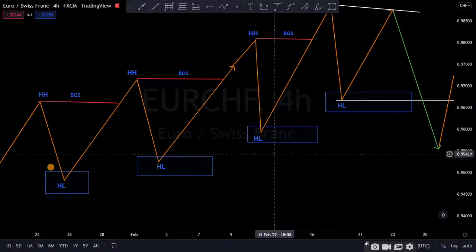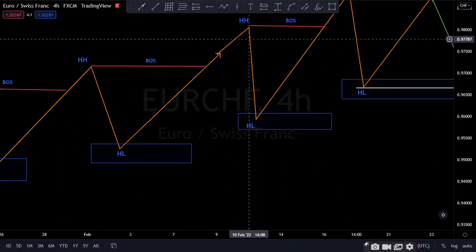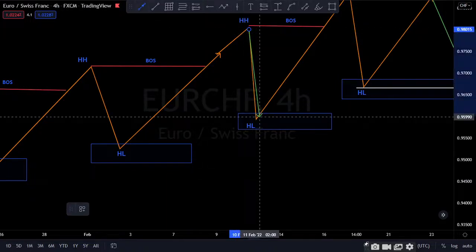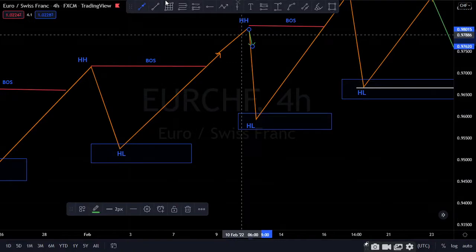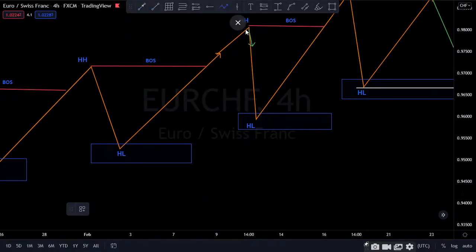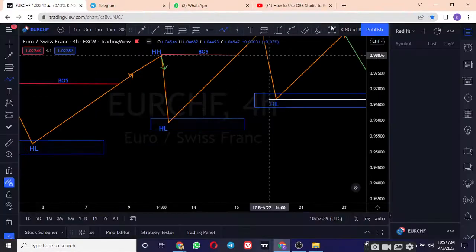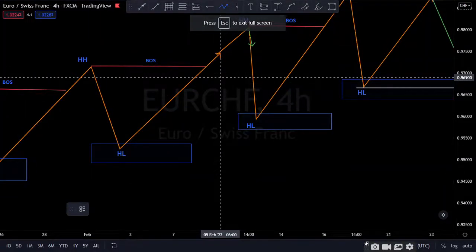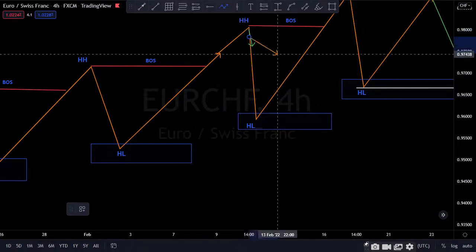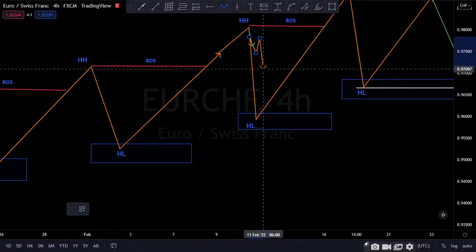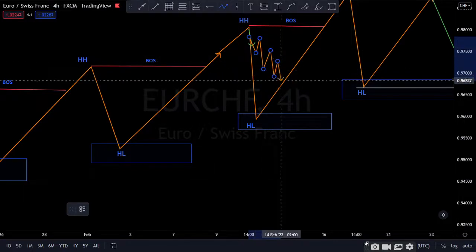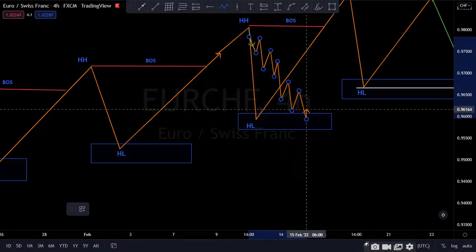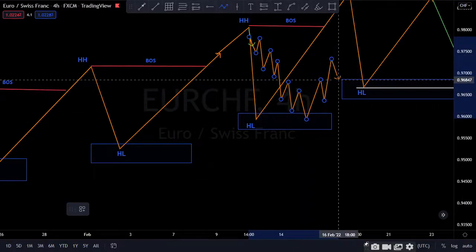Because the market will not move in a straight line like this in the 4 hour time frame. It will do something like this. The market will do something like this, something like this, something like this, and then start to go forward.